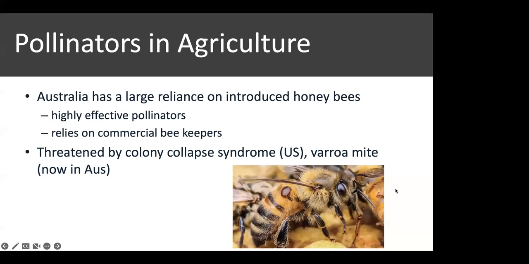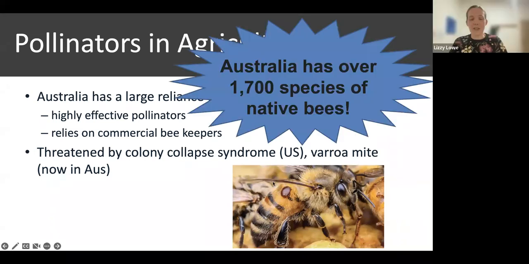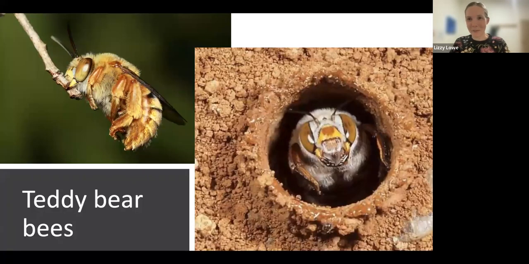So the solution to this may be that we actually have over 1,700 species of native bees in Australia. We don't particularly have to rely on these honeybees because there's a huge amount of variation out there. And I'm just going to introduce you to some of these native bees very, very quickly this morning. This afternoon. One of my absolute favorites that people sometimes don't recognize is called a teddy bear bee.